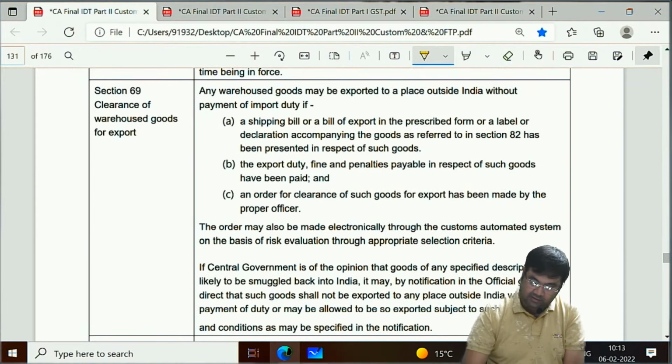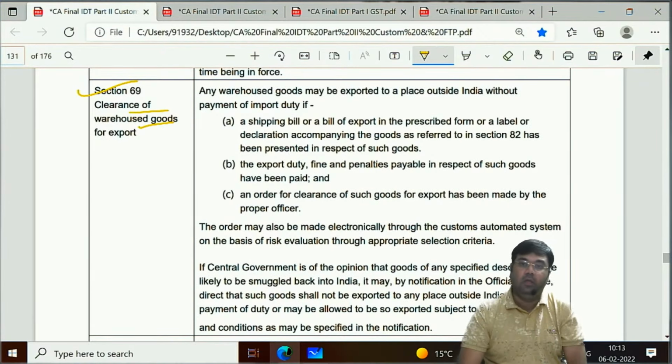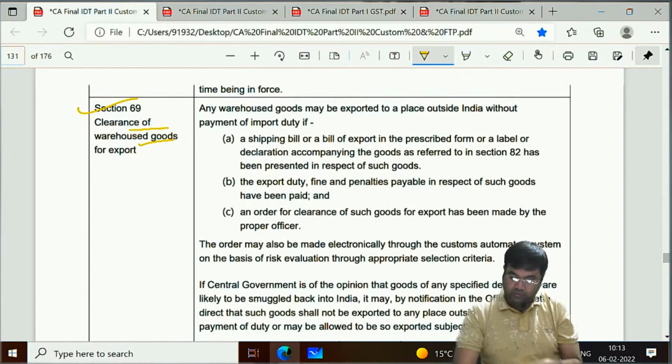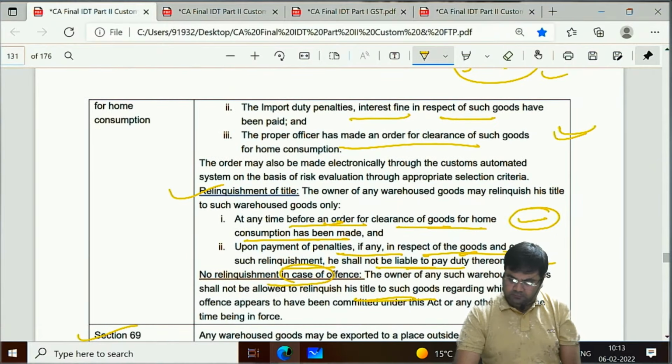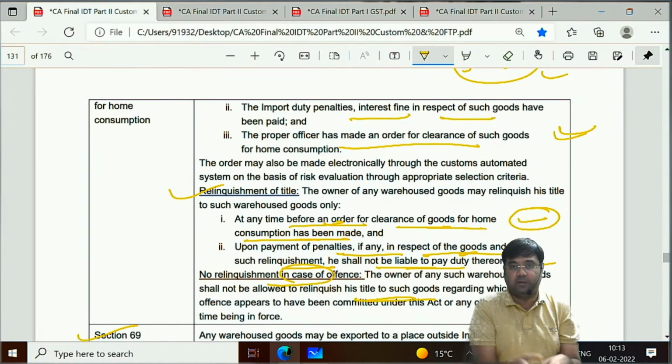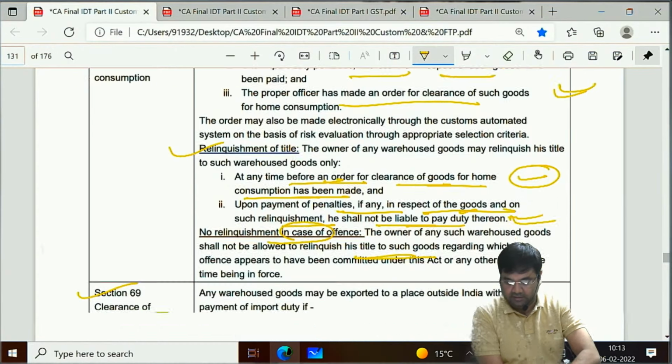Section 69, clearance of warehouse goods for export. So this was for home consumption. The officer is going to pass the home consumption order once the importer files the ex-bond bill of entry and pays all the duty amount, tax, interest, penalty, whatever is payable. Once he has paid, then he can go for home consumption.